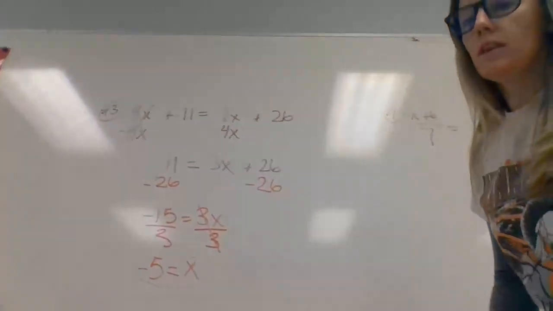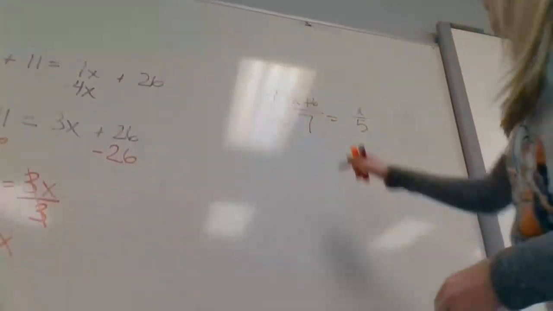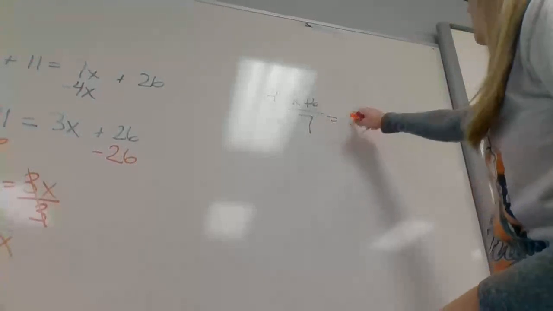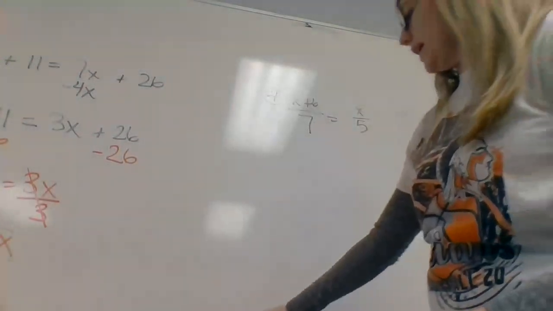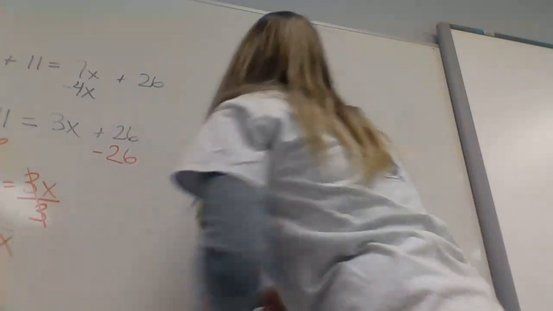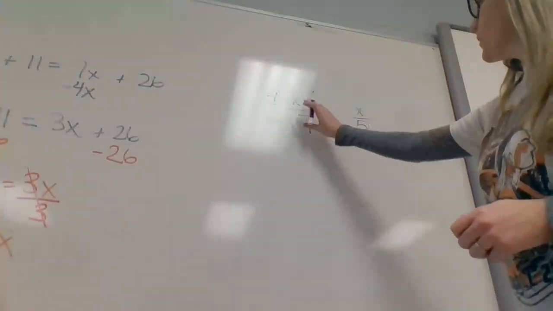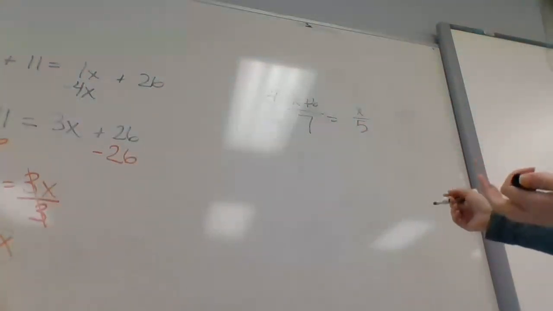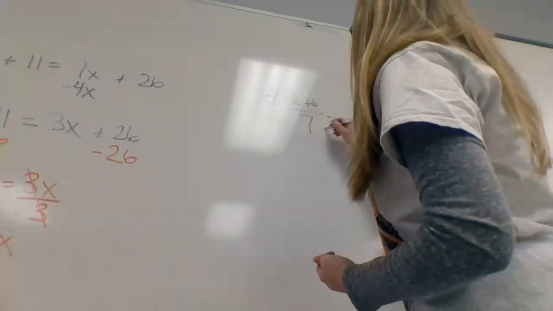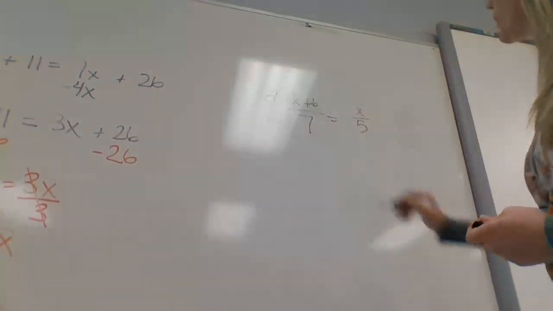Then if we come over here to number 4, we have (x plus 6) over 7 equals x over 5, and again I need to simplify, or I need to get x by itself. When you see an equation like this, when there are two different fractions or ratios, you need to do your cross multiplication. So first things first, cross multiply.